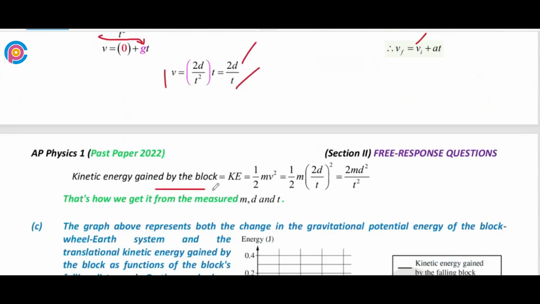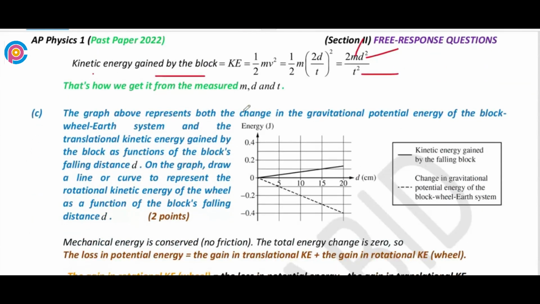After that, the kinetic energy of the block is 1/2 mv squared, which here can be written as 2md squared by t squared. So mass, distance and time, three quantities as we indicated in the table, can be used to measure the kinetic energy of the block.